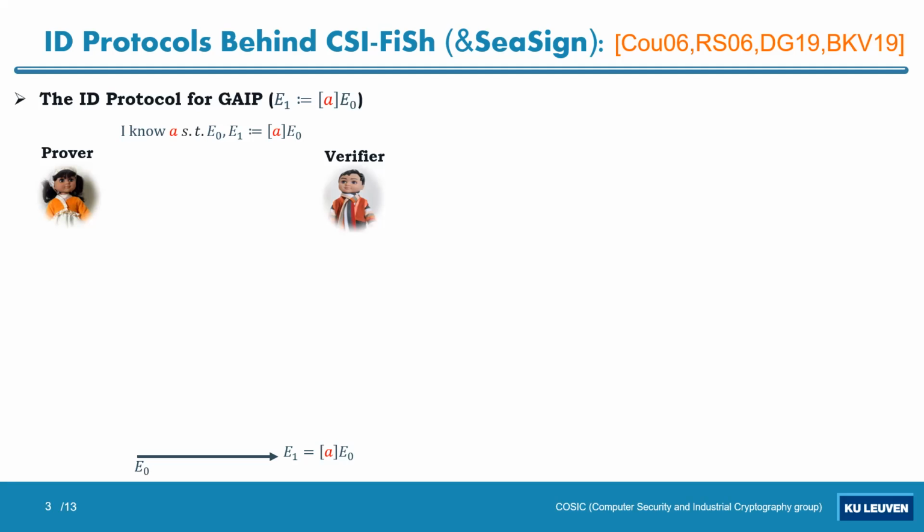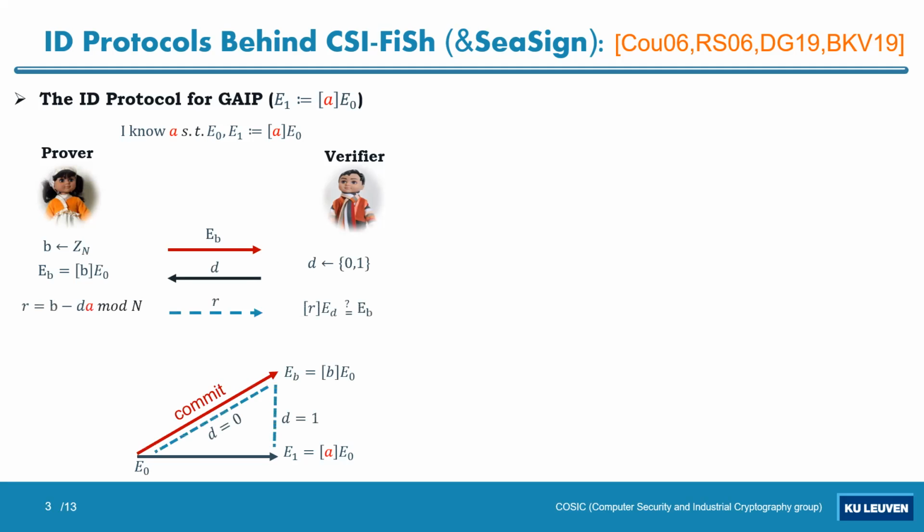In CSI-FiSh, the basic ID protocol is constructed for the group action inverse problem, where you want to prove that you know this A between these two curves. One approach is to commit to a different curve EB, and then you are challenged to open one of these links: either you know the committed value, or you know the link between the committed value minus the secret. In one case you have to know this A to open it. Based on that, the soundness error rate of this protocol is 1/2, so you can cheat with probability 1/2.